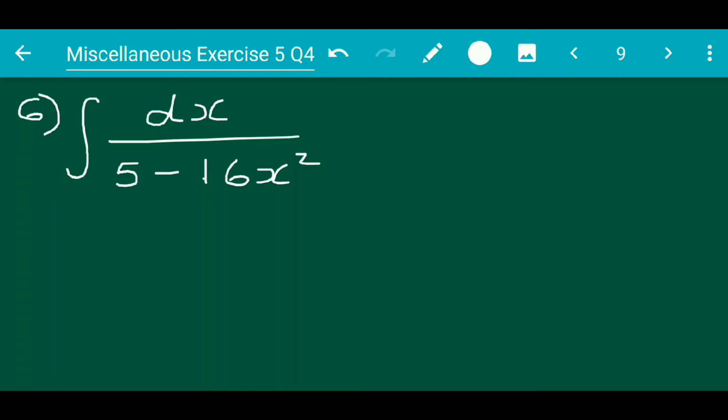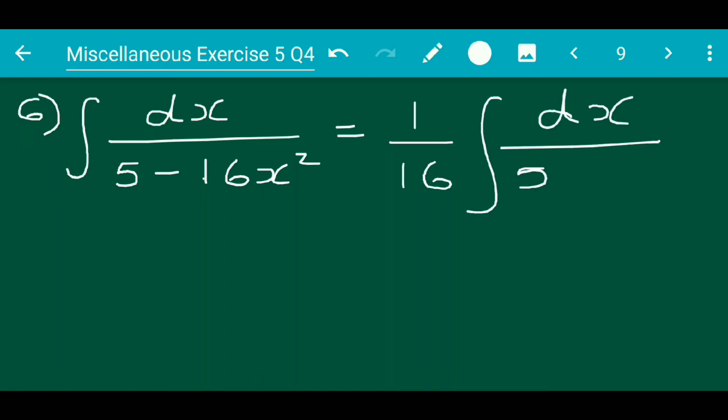dx upon 5 minus 16x square. Again, for x square the coefficient should be 1. So our first step is what? Correct. It is dividing and multiplying by 16 in the denominator. So it becomes 1 upon 16 integral dx upon 5 upon 16 minus x square, because we have divided both the terms by 16.